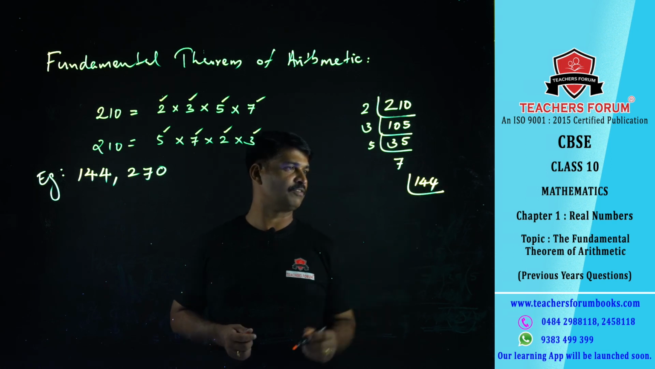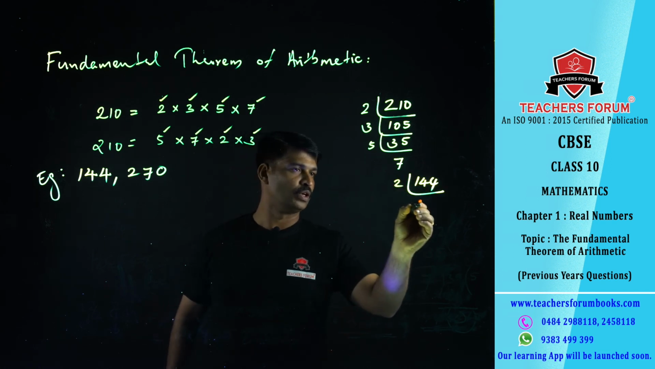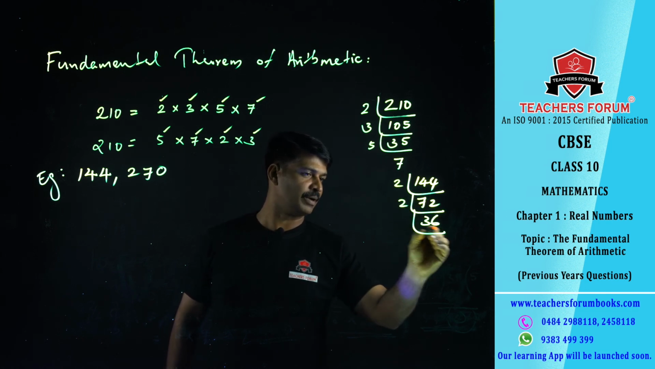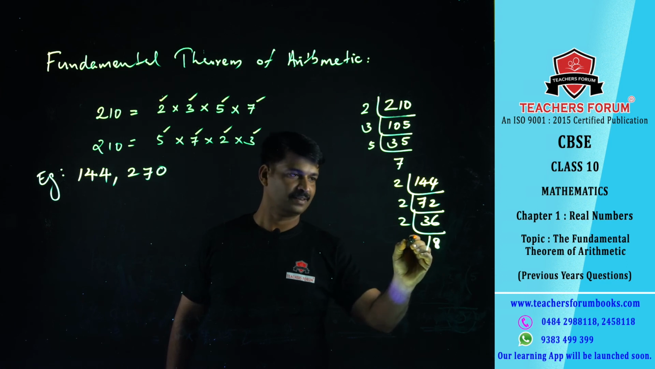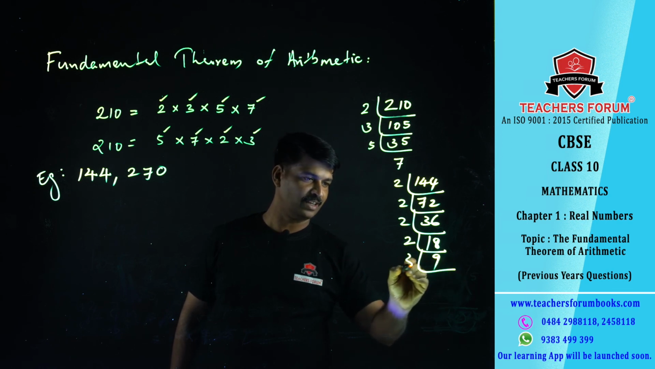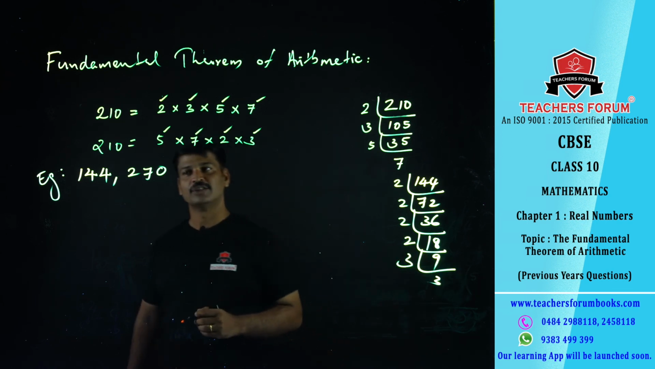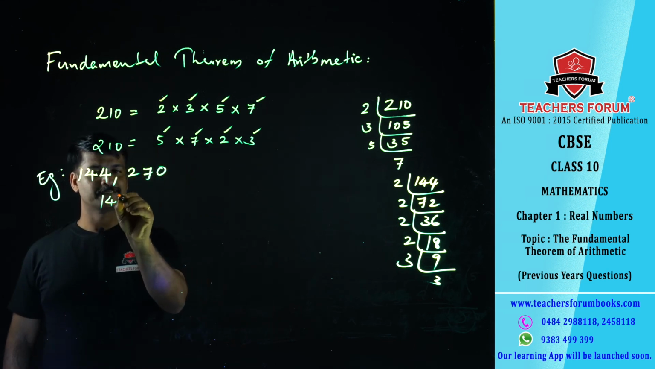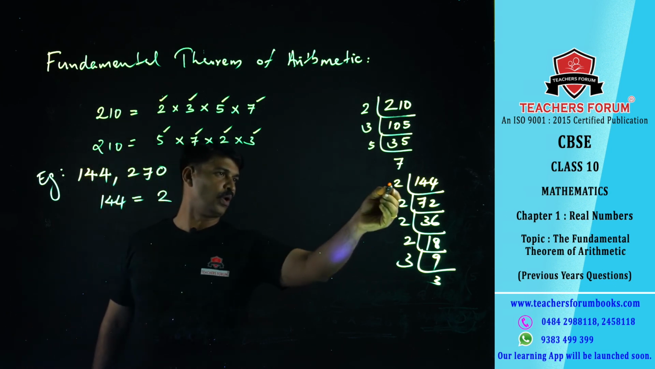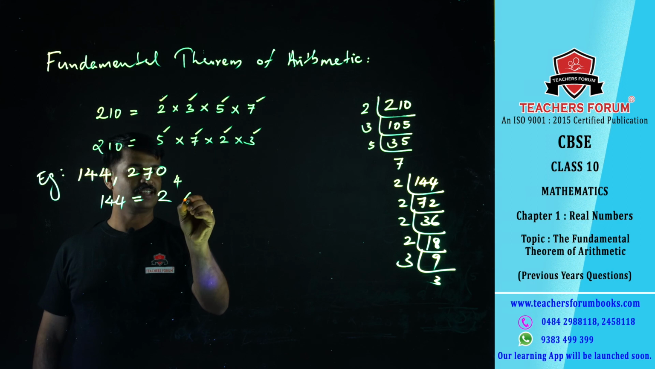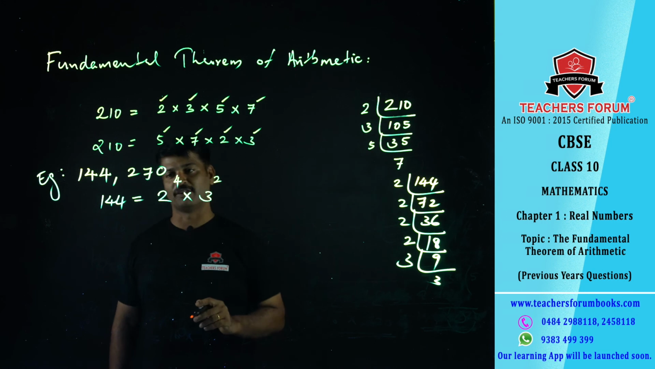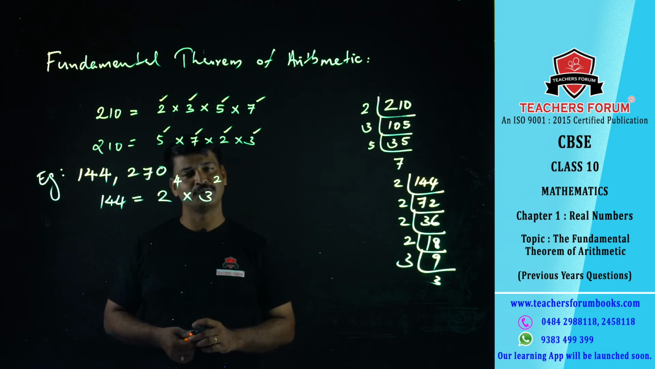When you prime factorize 144, you can divide 144 by 2. You will be getting 72. Again by 2, 36. By 2, 18. Again by 2, you will be getting 9. By 3, 3. Am I right? So 144 can be written as 2 raised to 4 into 3 raised to 2.